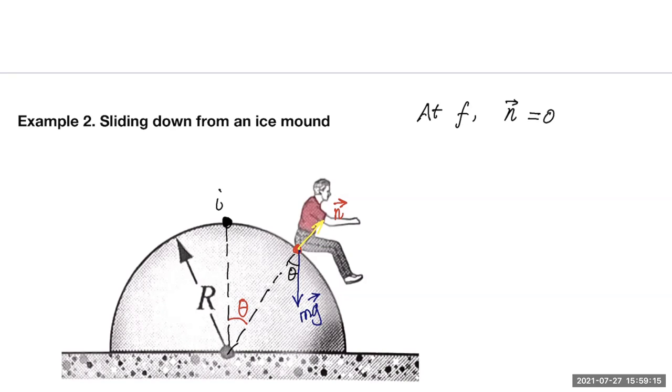So you're going to do this. Take that mg, and break it down into this radial component. Here's the radial component right here. So that is the centripetal force responsible for his circular motion. So I can write that down. It is equal to mg cosine theta, right? So mg cosine theta equals what?